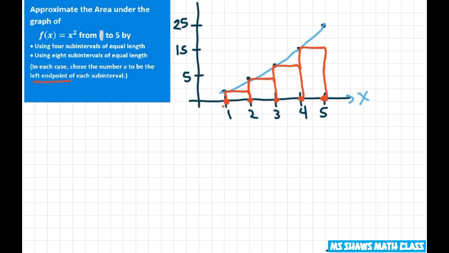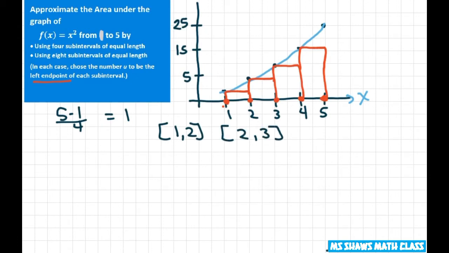And when we use our formula, we want to partition the subintervals into 5 minus 1 divided by 4 equals 1. So basically we want our intervals to be 1 to 2, 2 to 3, 3 to 4, and 4 to 5. So there's your 4 subintervals. And then all we're going to do is find the area.